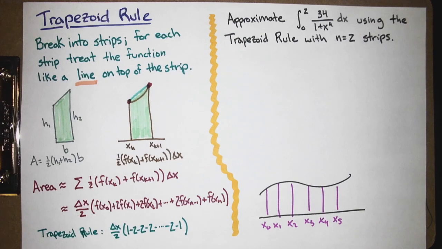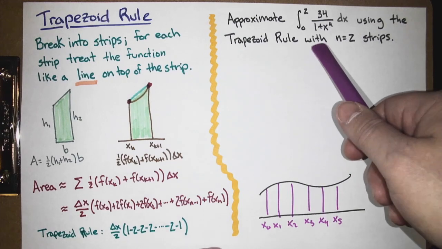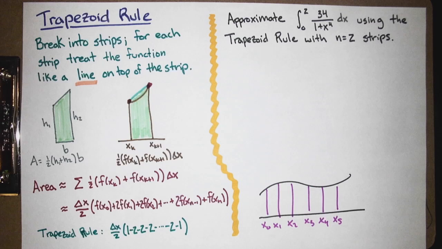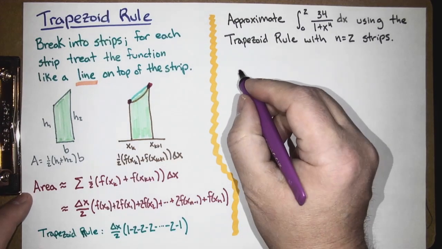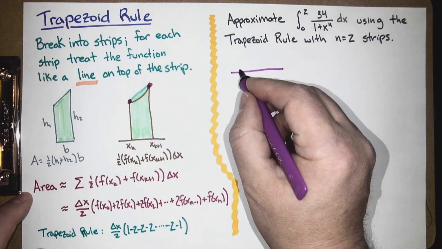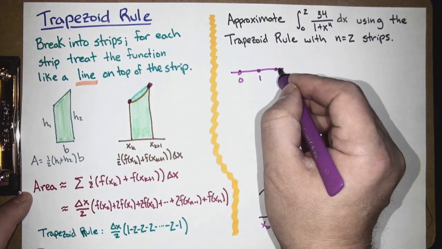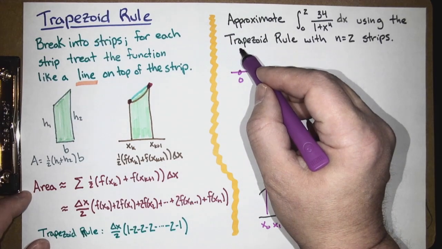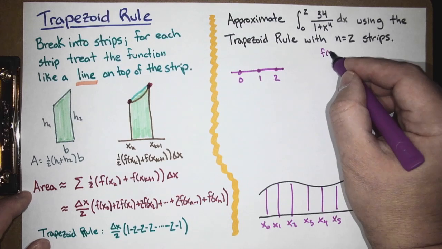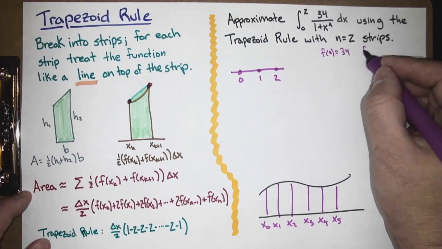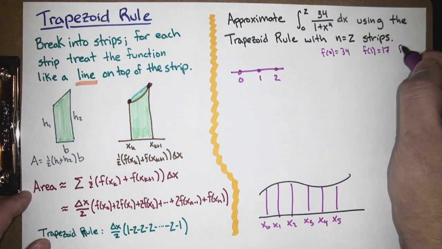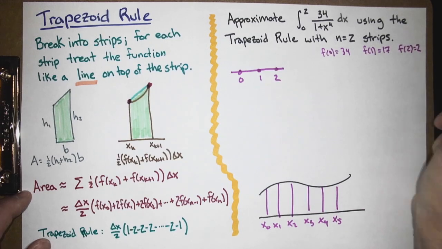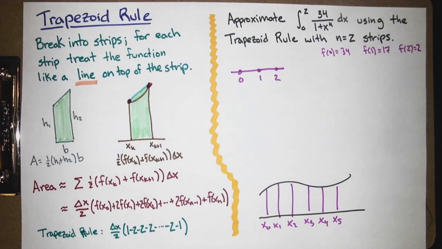So let's try this in practice. Here's this integral, 0 to 2, 34 over 1 plus x to the 4th. Now let's use the trapezoid rule with just 2 strips. Not very many, but that's okay. 0, 1, 2. So we have points. Now we've actually done this computation. We know that f of 0 is 34. We know that f of 1 is 17. And we know that f of 2 is 2. We did that before. That's from our last computation. We don't need to rerun that computation.